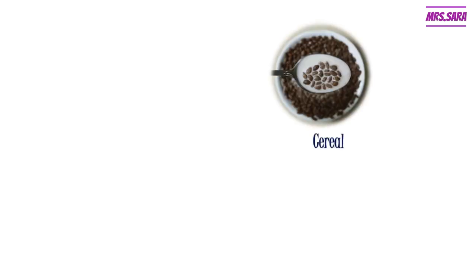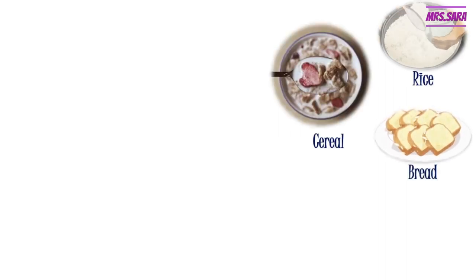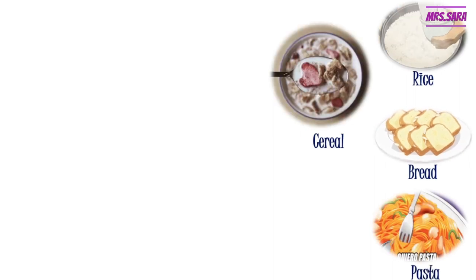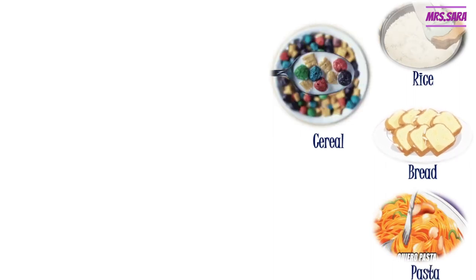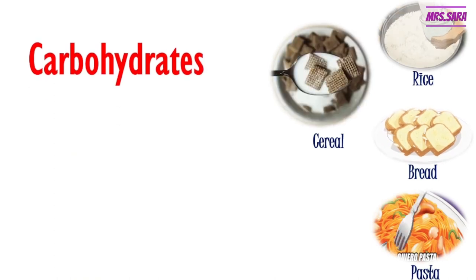Our first group, Primary 2, contains cereal, super. Also rice, super. And bread, super. Clap for yourself, Primary 2. And this one is pasta. So our first group contains cereal, rice, bread, and pasta. When you see any one of those, you will say this is the group of carbohydrates.